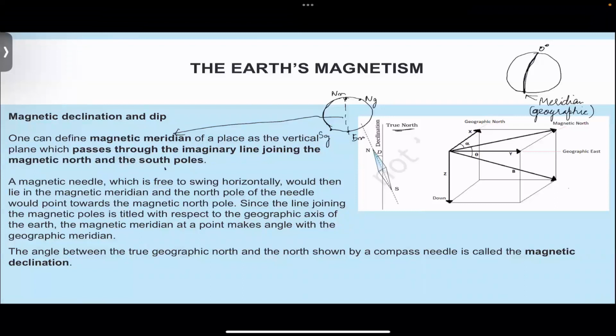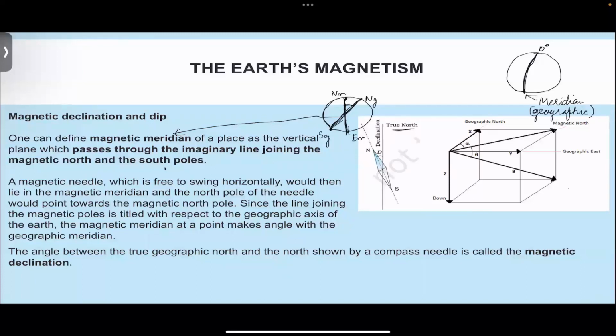Now, the line that is joining these magnetic poles is actually tilted with respect to the geographic axis of the earth, as we can see. This is your geographic axis, and this is your magnetic axis. So there is an angle between them.